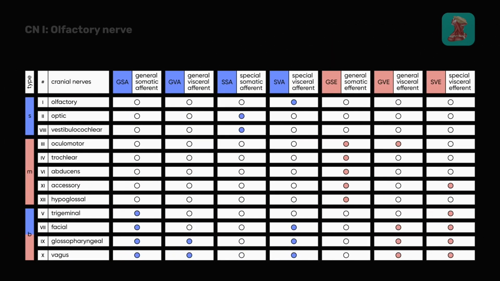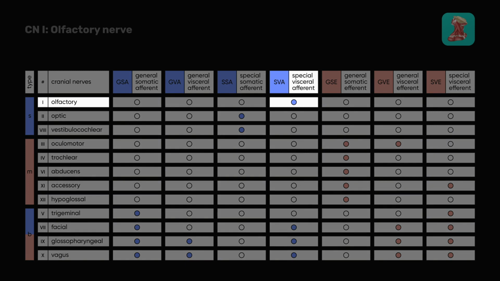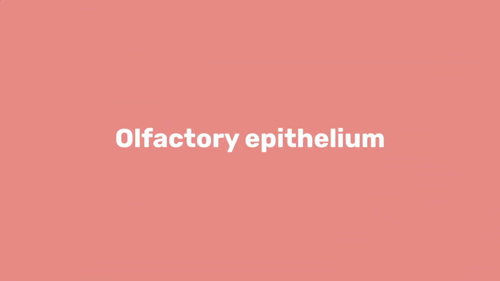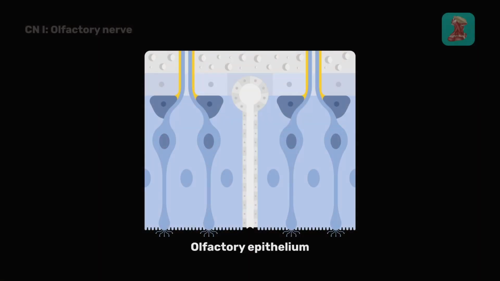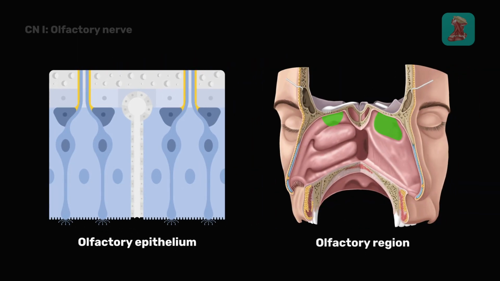The olfactory nerve provides olfaction, and according to the generally accepted classification of functional components, it contains special visceral afferent, SVA, fibers. That means it is a sensory nerve. The peripheral part is located in the mucous membrane of the nasal cavity, called the olfactory epithelium. This epithelium lines the superior part of the nasal cavity in a semicircular manner, where the superior nasal concha is located on the lateral side, and the nasal septum is located on the medial side.